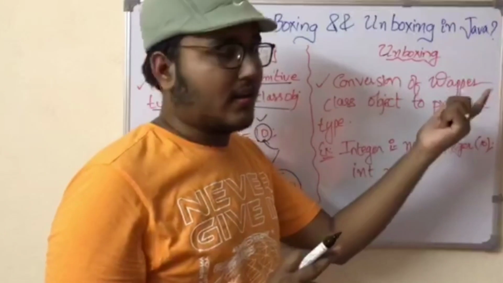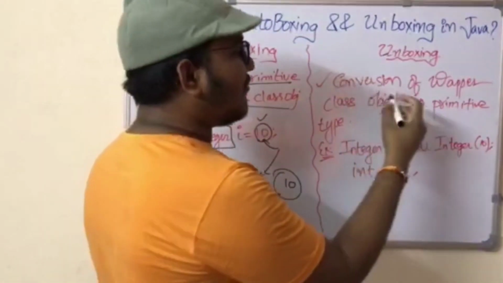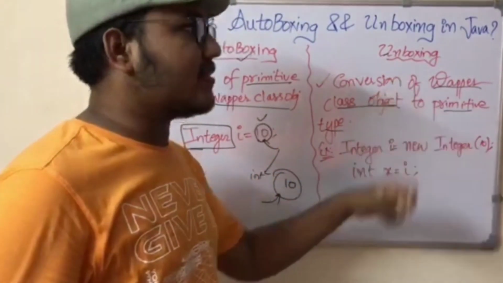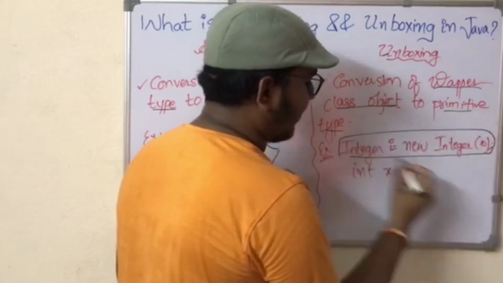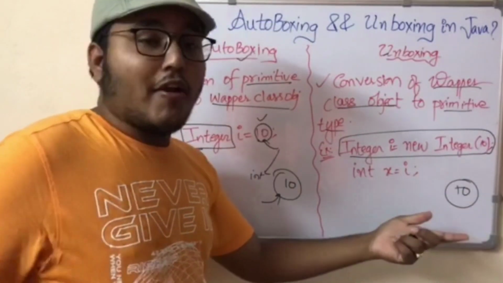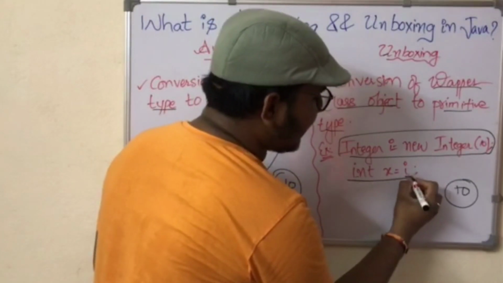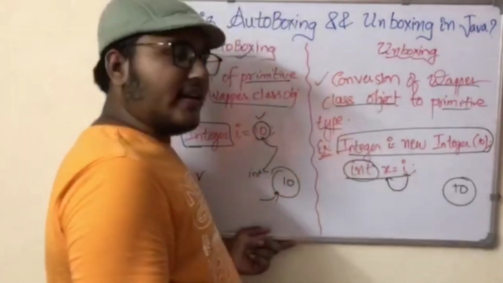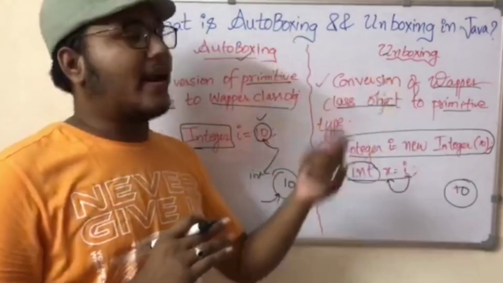What is unboxing? This is the reverse of autoboxing. If a wrapper class object is converted into a primitive data type, then it is called unboxing. Let's take an example. I have declared an Integer object with the value 10. So this is an object, the value in that object is 10, and this is an Integer object. Now my aim is to convert this Integer object into a primitive data type. So I am writing like this, i is an Integer object here, and I am converting this Integer object into a value of type int. This is called unboxing. So this is the difference between autoboxing and unboxing in Java.